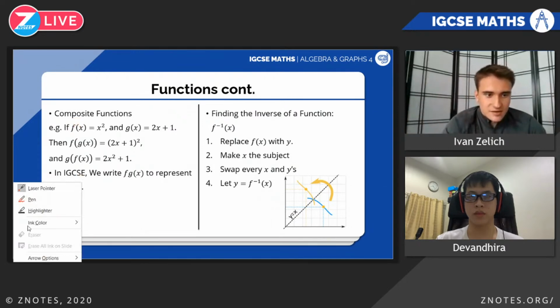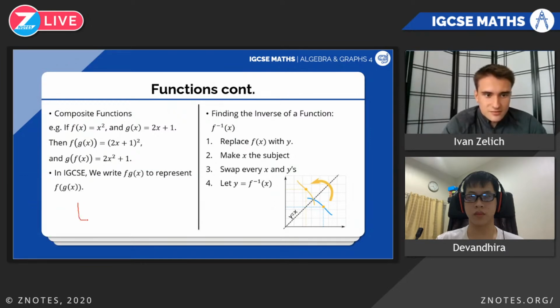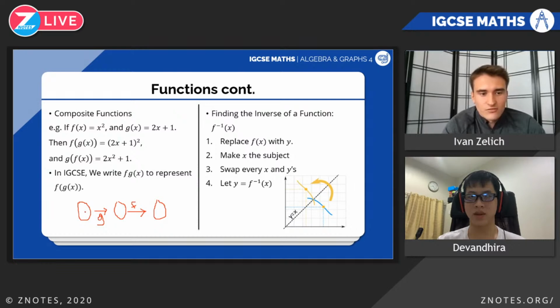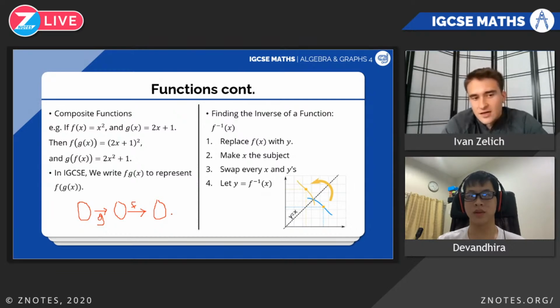So if this is my set here, and I have G, and this is another set here, and we have F. Well, what I could do is say, what if I do G and then F? That's what we're really considering. This is how you write it, with this notation, and that just symbolizes that you're doing G first and then F.